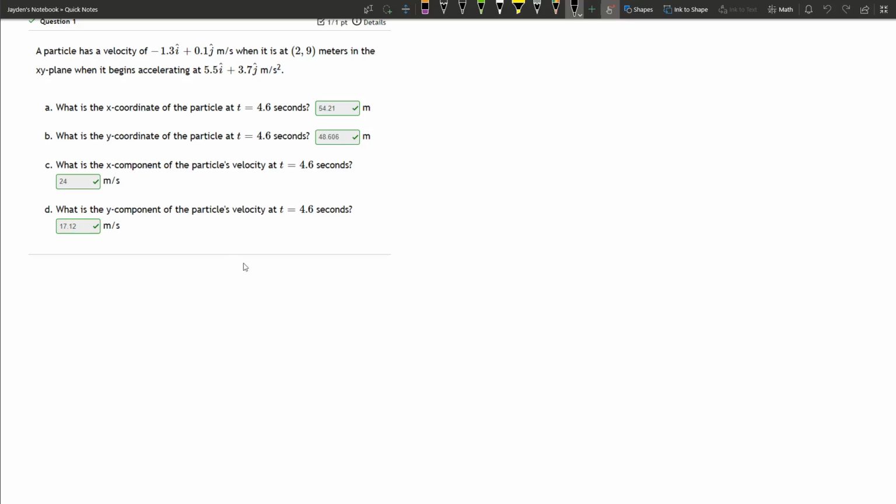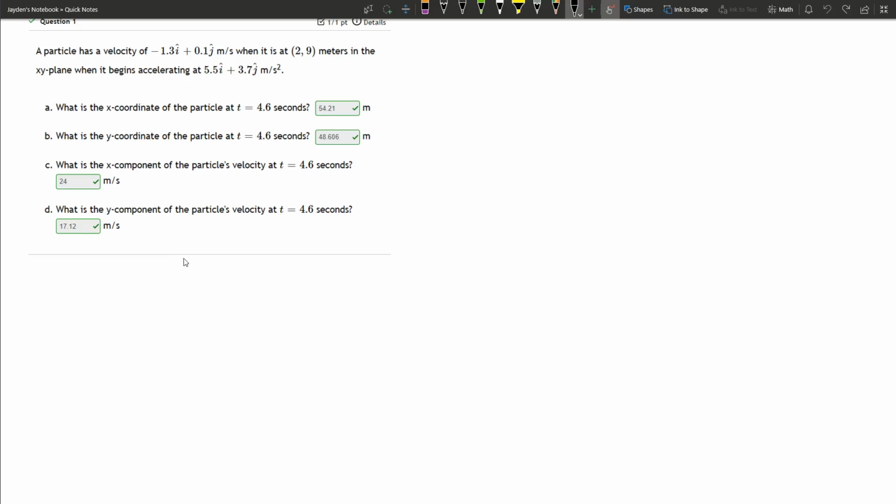So what we gotta do is just find what the x-coordinate is when it's at 4.6 seconds, the y-coordinate at 4.6 seconds, the x-component of the particle's velocity at 4.6 seconds, and the y-component of the particle's velocity at 4.6 seconds. So to first find the x-coordinate, we're looking for position.